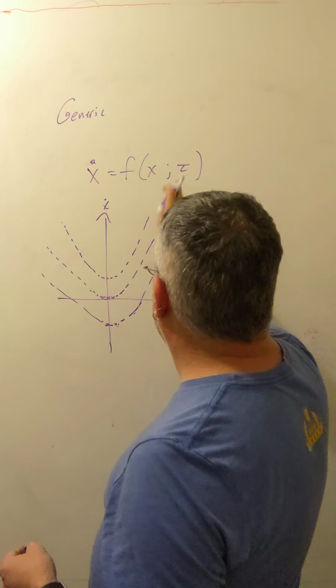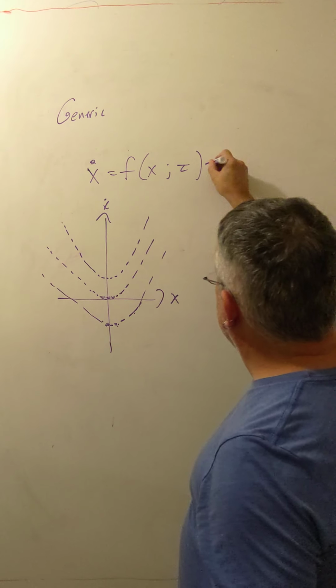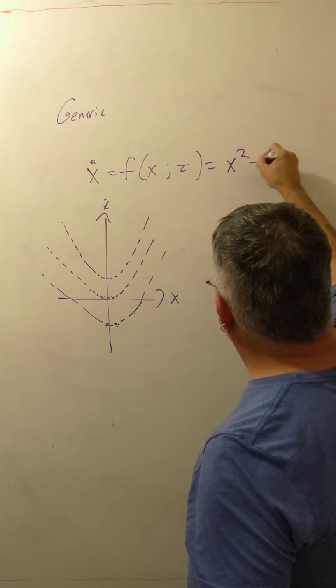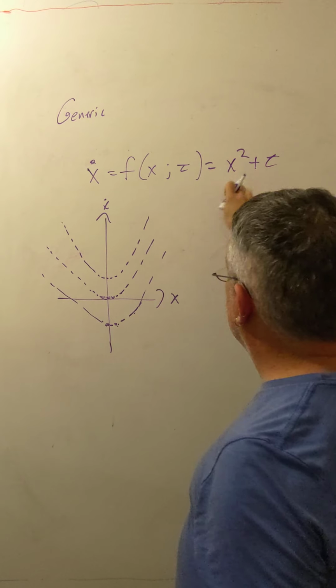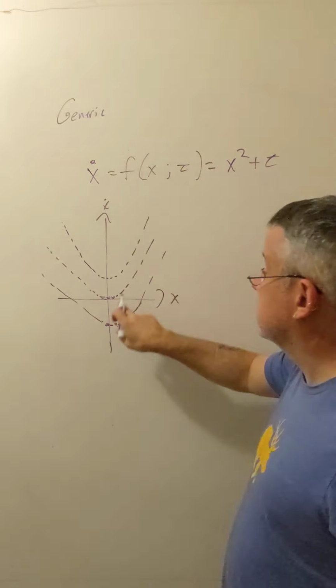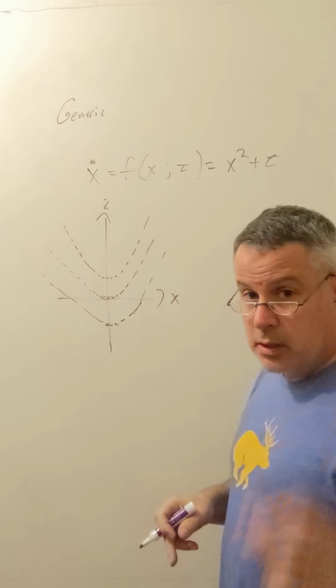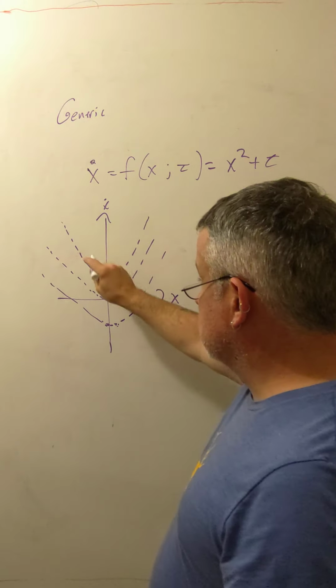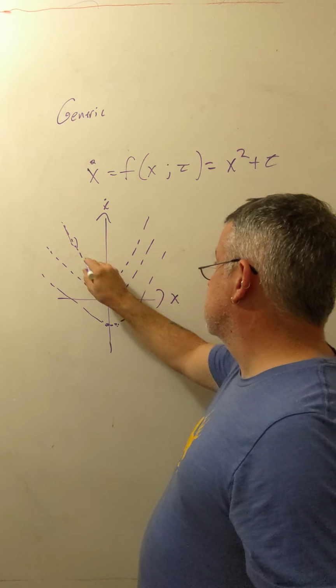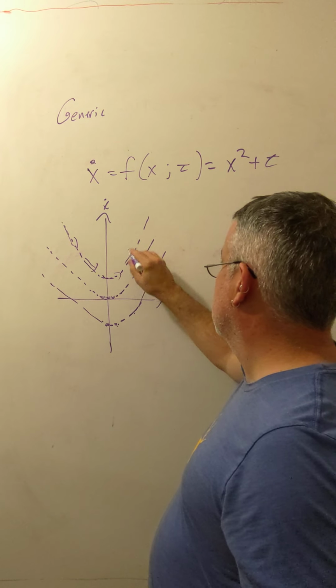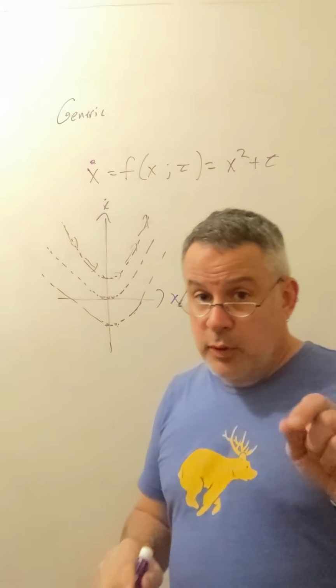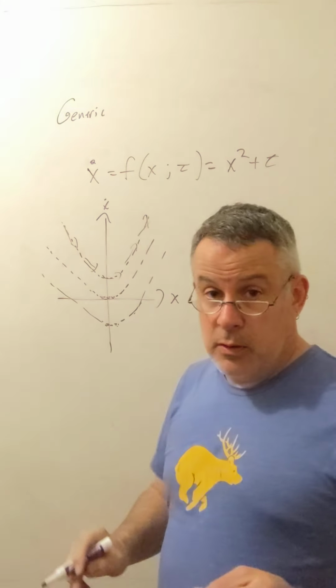Well, we might get them by having different values of tau. So let's make this concrete and say that this is just equal to x squared plus tau. So if tau is a positive number, we're in this case. If tau is equal to 0, we're in this case. And if tau is a negative number, we're in this case. Cool. Fixed points. Any fixed points in this one? No, there are none. We just run to bigger and bigger numbers. So there are no fixed points for the case of positive tau.